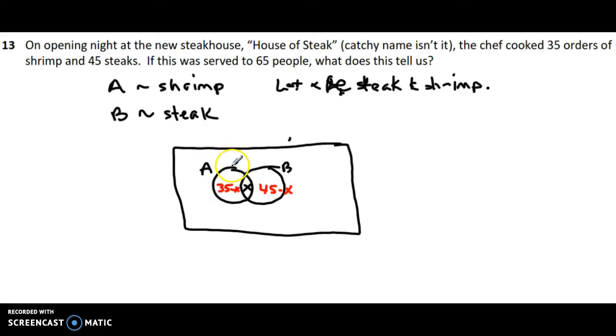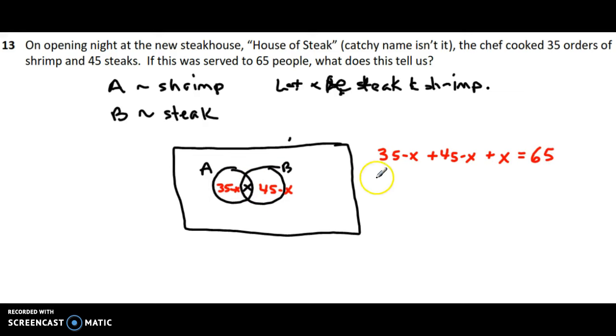Now, we know that the sum of these three groups must equal the total number of people who were served, 65. So what that means is, if I do 35 minus X, which is those who ordered shrimp only, plus those who ordered steak only, 45 minus X, plus those who ordered steak and shrimp, which is right in the middle, X, all together, this must equal 65.